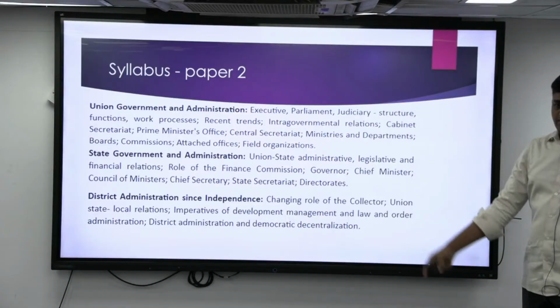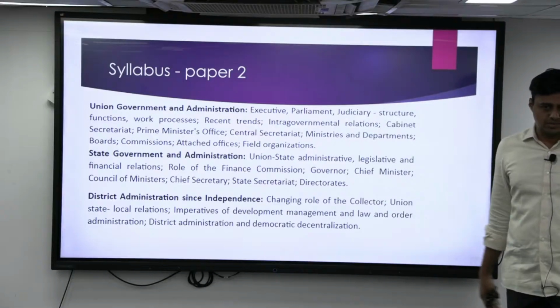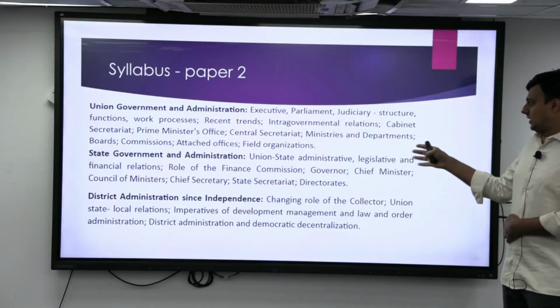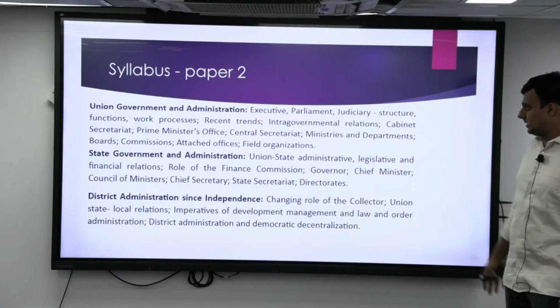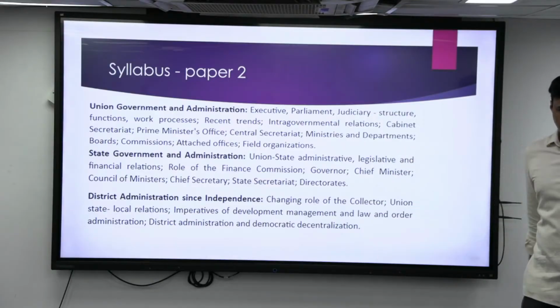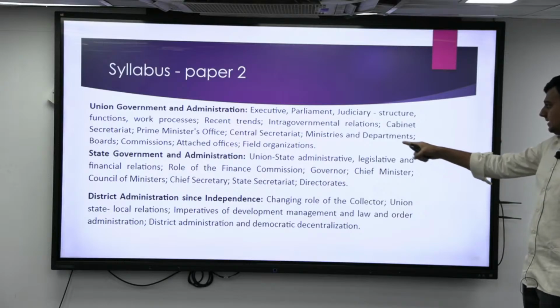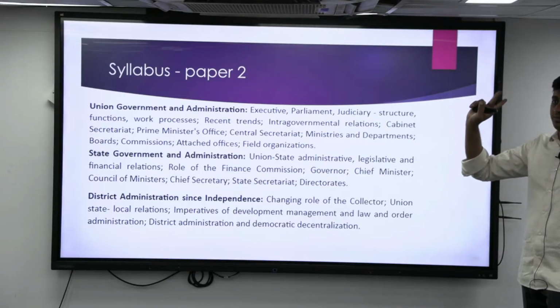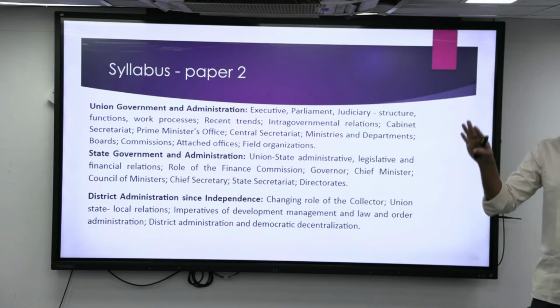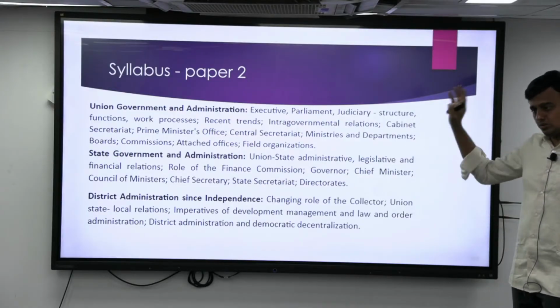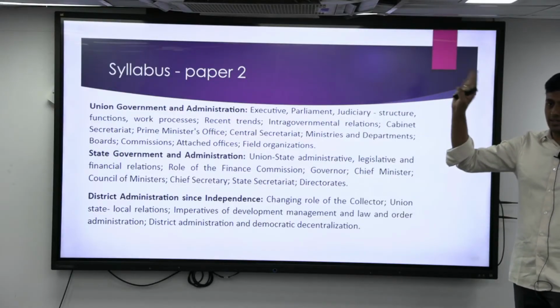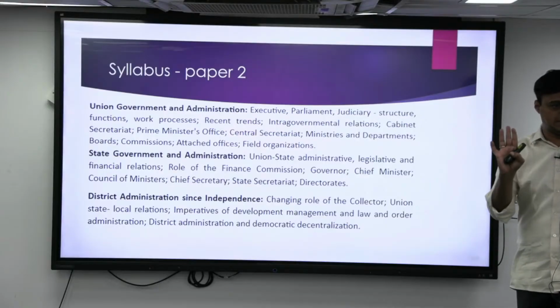Executive means your president, vice president, council of ministers, cabinet committees, or governor, whatever, and obviously intra-government relation, plus a little extra points you have to study. That we'll discuss later, prime minister's office, all of them. Same way, legislative, remember you have in your polity a chapter called center-state relation, interstate relation, emergency, all of that, president's rule, article 352, 356, SR Bommai case, recall all of them, whoever polity is done.